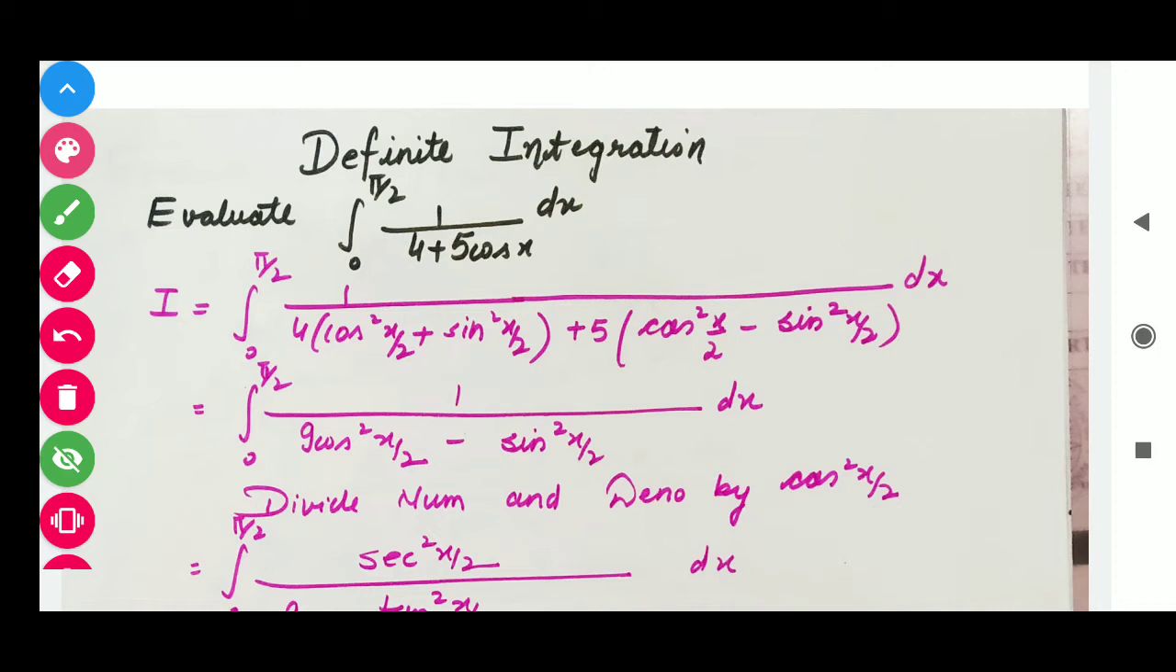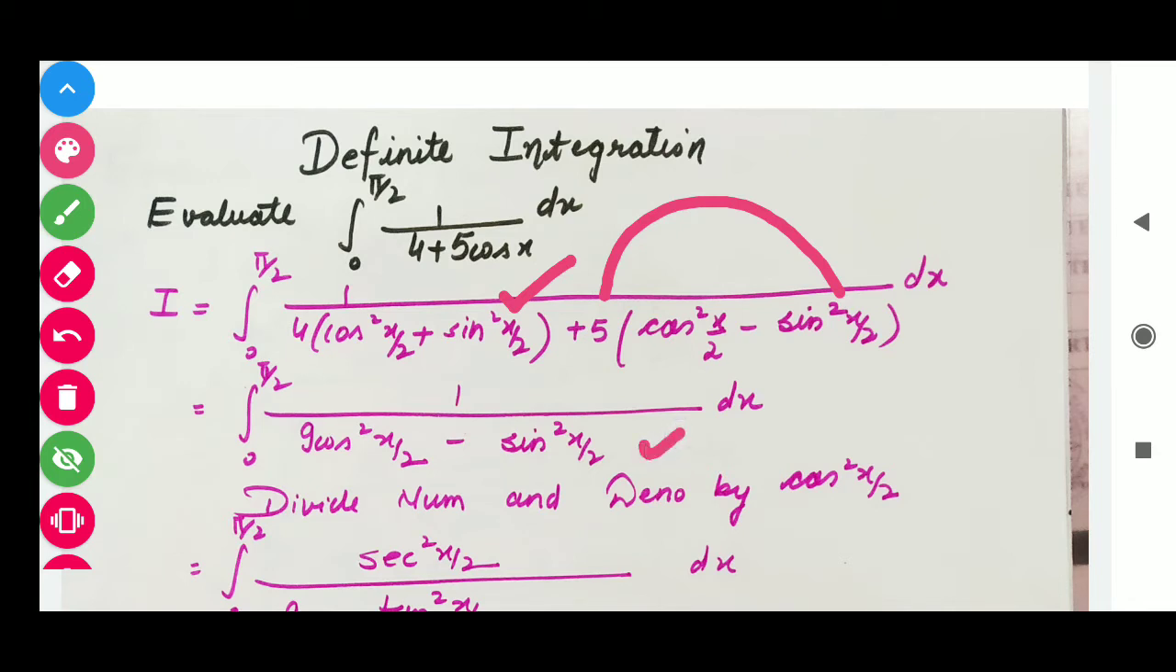Here we have 4 cos square x by 2 plus 5 cos square x by 2, which together make 9 cos square x by 2. In the same way, we have here 4 sin square x by 2 minus 5 sin square x by 2. So we have minus sin square x by 2.